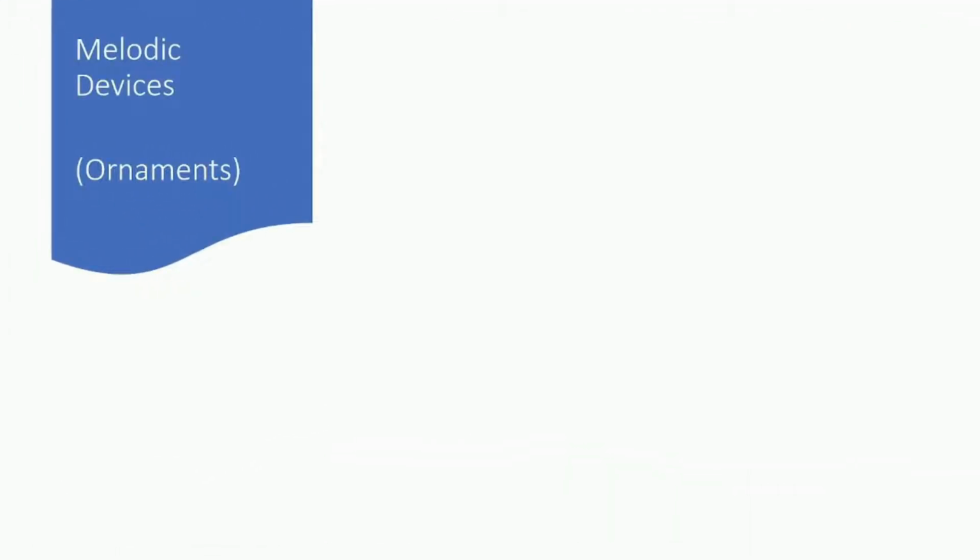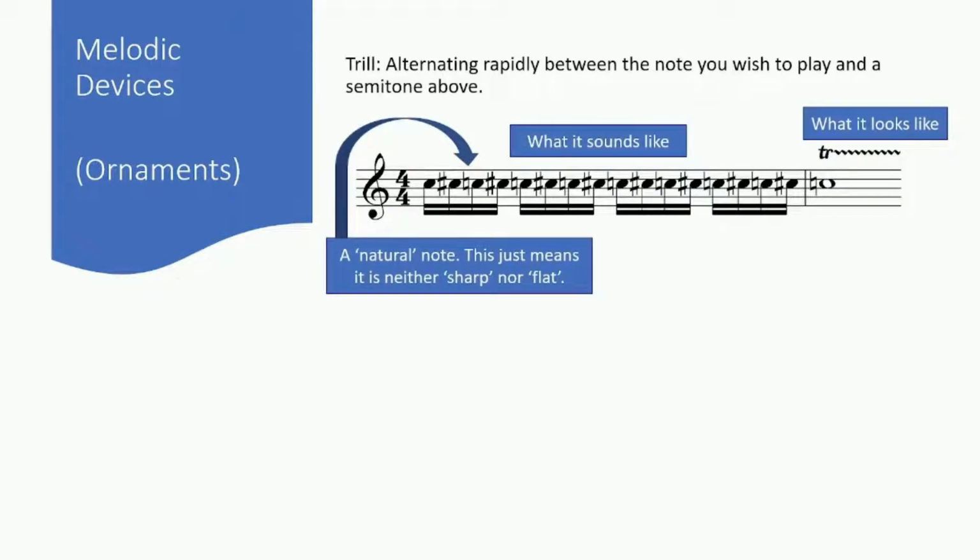Now, even more ornaments to bulk up your arsenal, to be able to add some flair to your playing and your compositions. A trill, which is alternating rapidly between the note you wish to play and a semitone above. Notated, you can see what it sounds like, and then the simplified version, what it actually looks like. And we haven't covered this before, a natural note, which is what the arrow is pointing to. This just means it is neither sharp nor flat. So it's playing the note, going sharp, and then natural, sharp, natural.